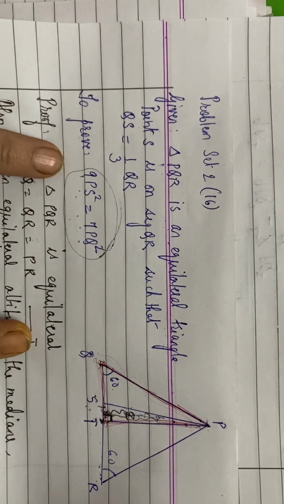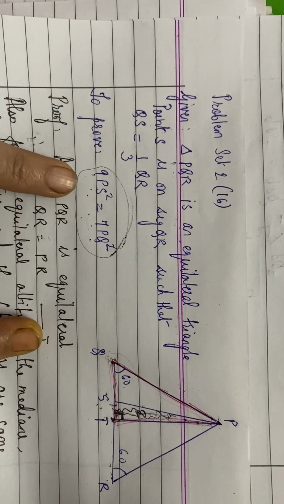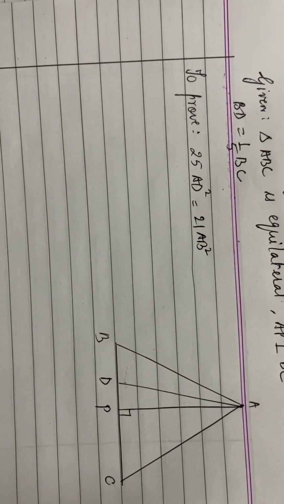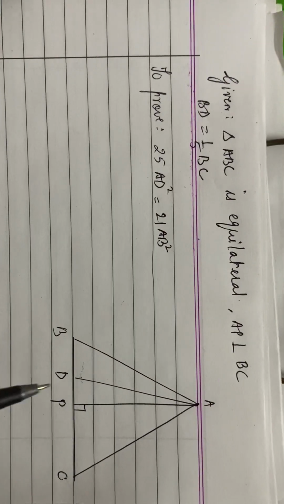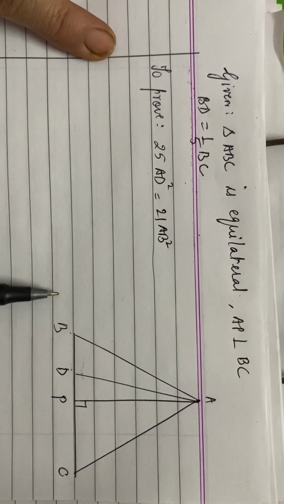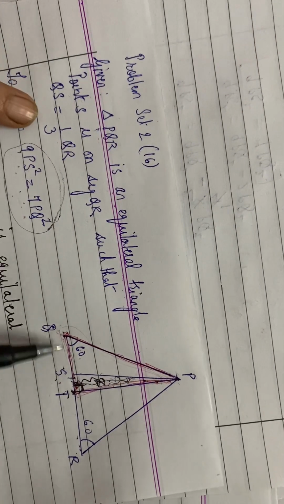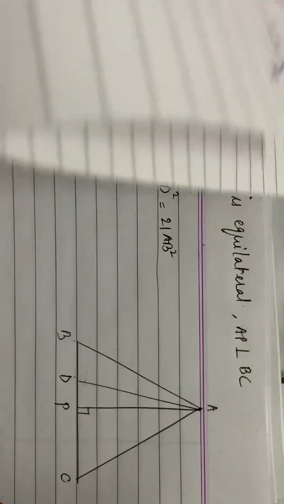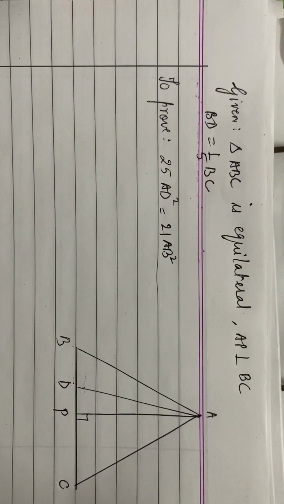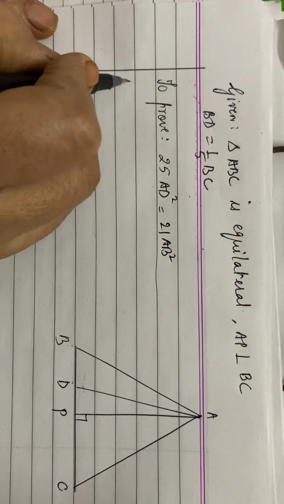Now, similar to this type of sum, where you had to prove 9 times PS square is equal to 7 times PQ square, we have another sum of the same type. The only difference is now that BD is 1/5 of BC. This BD is 1/5 of BC. Here we were given that QS is 1/3 of QR. And you have to prove that 25 times AD square is equal to 21 times AB square. Same way that we had gone through the previous sum.